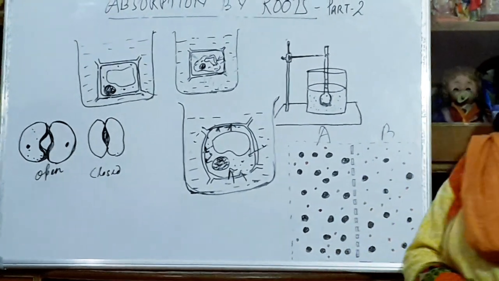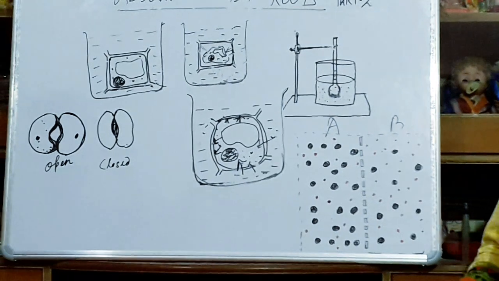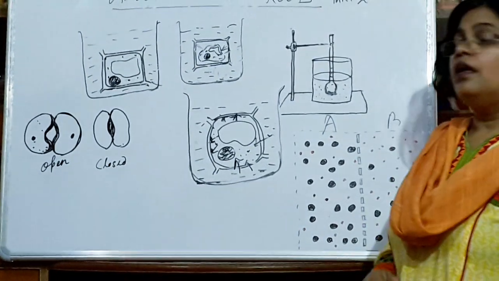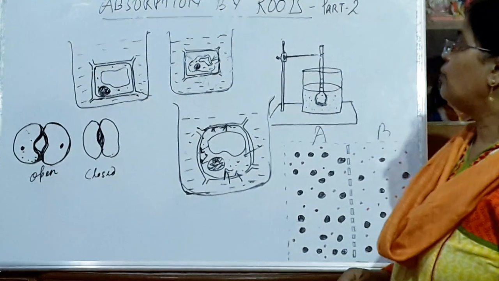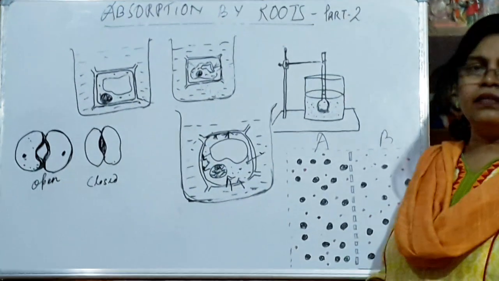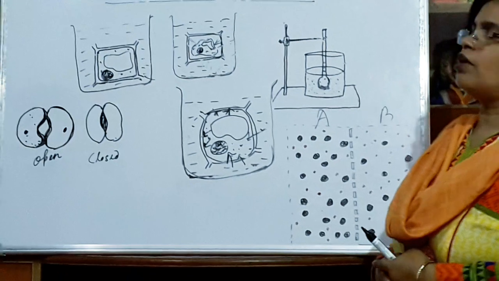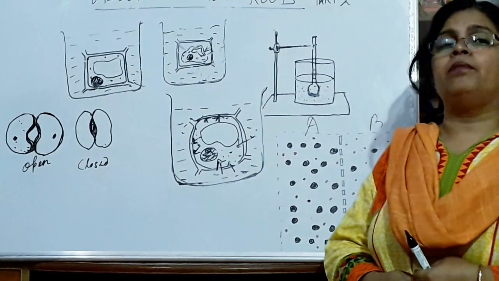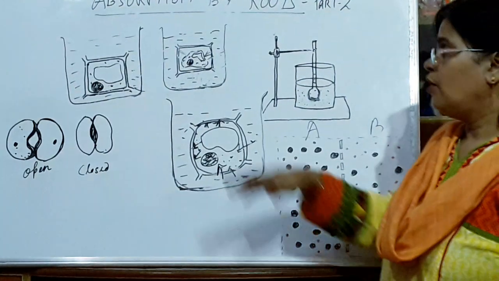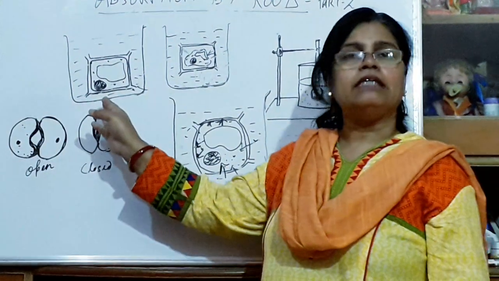Tonicity, in the last video I told, is the relative concentration that allows the movement of the solvent particles. Now we have to clear the ideas, and on the basis of tonicity there are three types of liquids: isotonic, hypertonic and hypotonic. We will explain from this diagram.